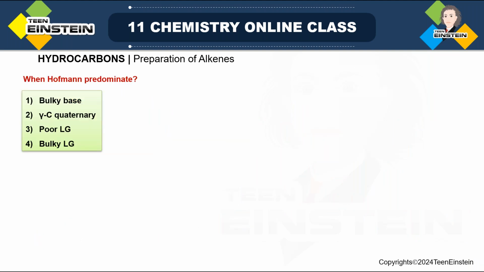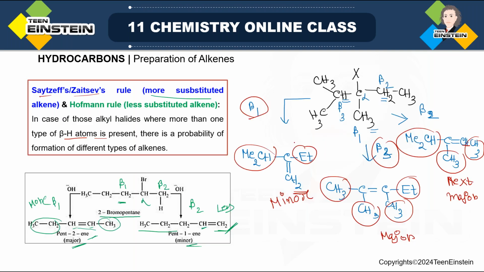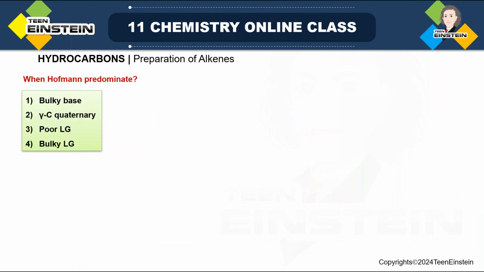Now we'll try to understand when we can get Hofmann product, because in the previous example, this one is actually Hofmann product, the minor one. But in this situation, you will not get Hofmann. Hofmann is a product we get which is less substituted. More substituted means more stable, but in Hofmann we get less substituted. But if you are thinking, then why we get less substituted? We still get less substituted, though it is unstable, in some special cases. What are those special cases that you'll understand here?